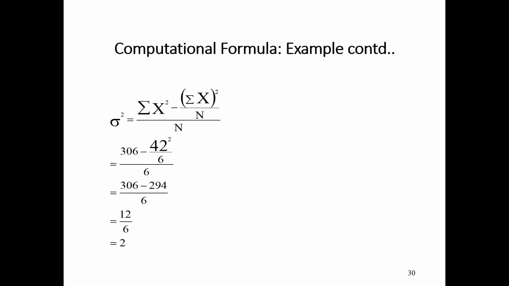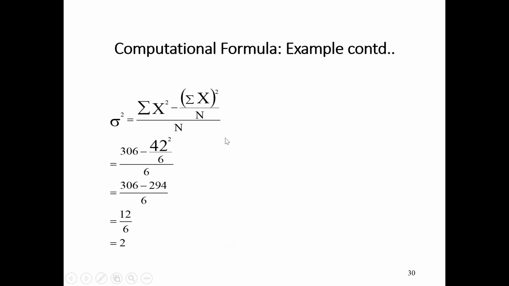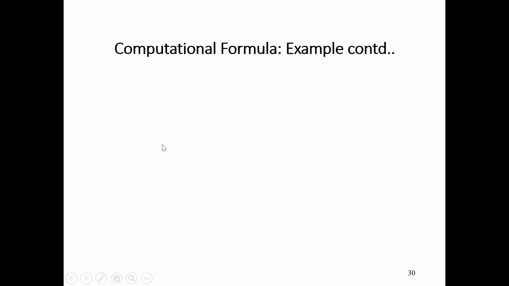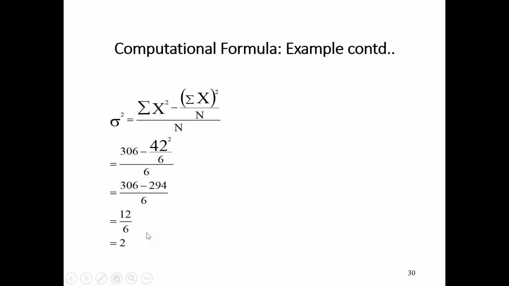Now, if you look at this, we can substitute these values: summation of x square. Going back to the square values, this is 306. Then summation of x, and this figure is 42. Again, going back to the previous example, the summation of the different values in the first column is 42, divided by 6, which is the n. If you compute all these, you get a value of 2.